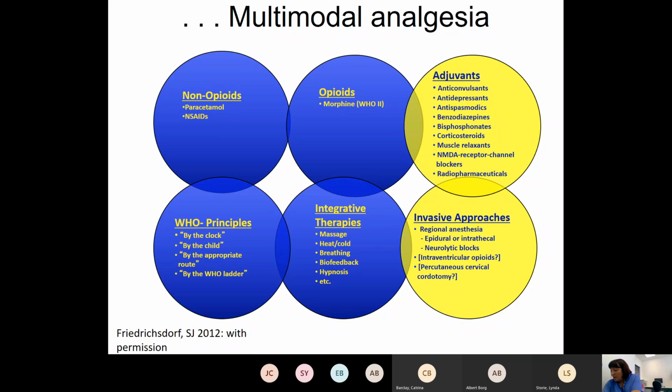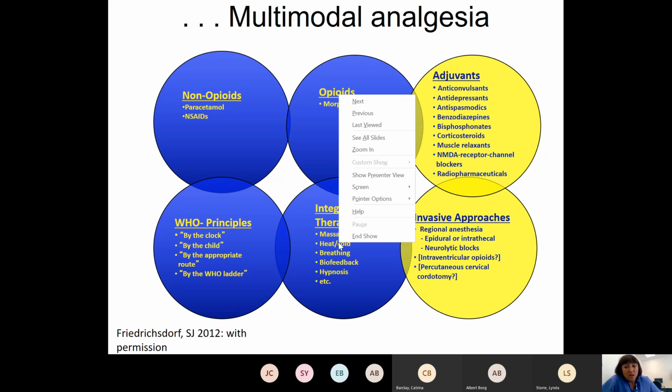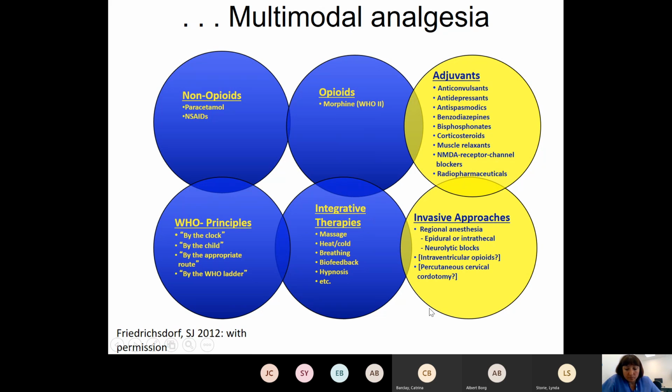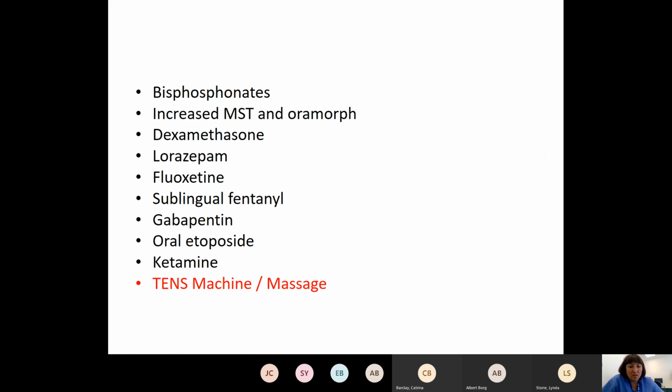And I'm just going to talk a little bit more about these integrative approaches, which I talked about a lot in America. They're very American, but I think we have to remember that they have a significant role to play in the treatment of these patients.